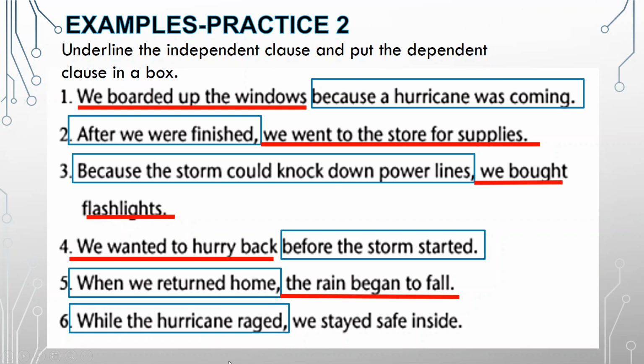a dependent clause. And finally, we stayed safe inside. If you read it again, we stayed safe inside. It makes sense. It can stand alone. We call this an independent clause. All right? So that's the examples and your practice number 2 for lesson number 2. All right? You can pause this video so that you can copy some of the examples.